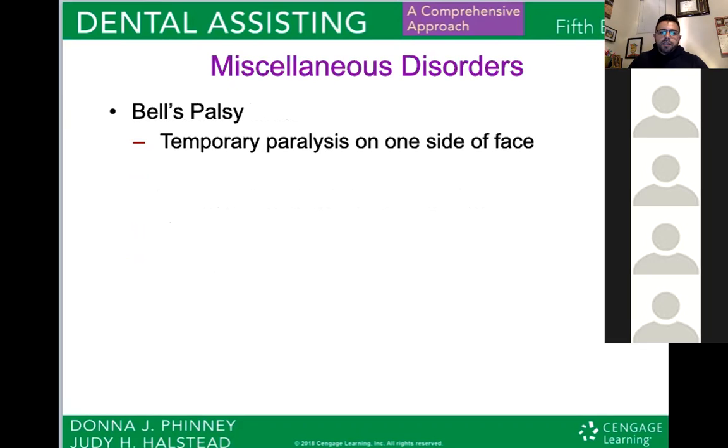And then Bell's palsy is just a temporary paralysis of the muscles on one side of the face. The cause of it is unknown, although there are some relations to shingles that have been found. So again, it's just a temporary paralysis on one side of the face.